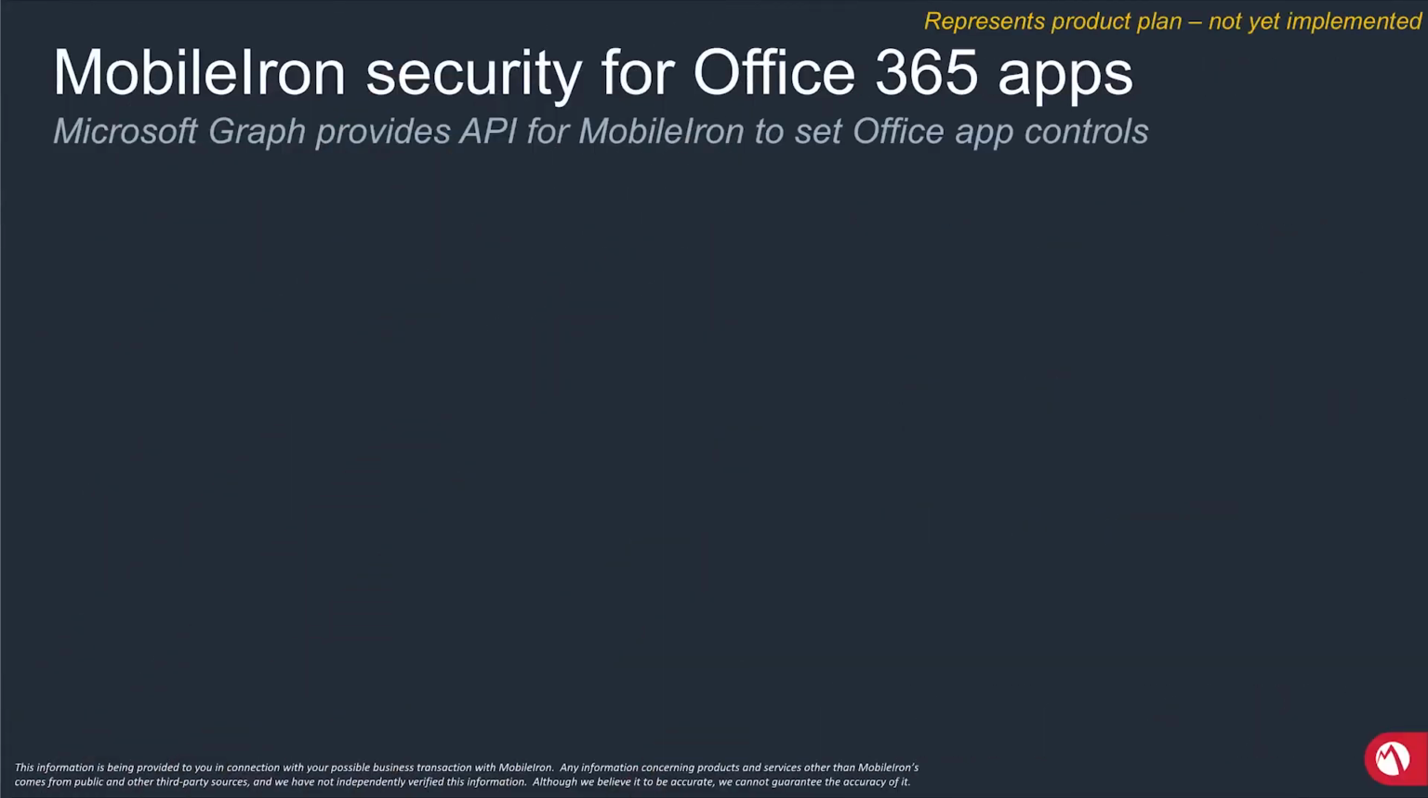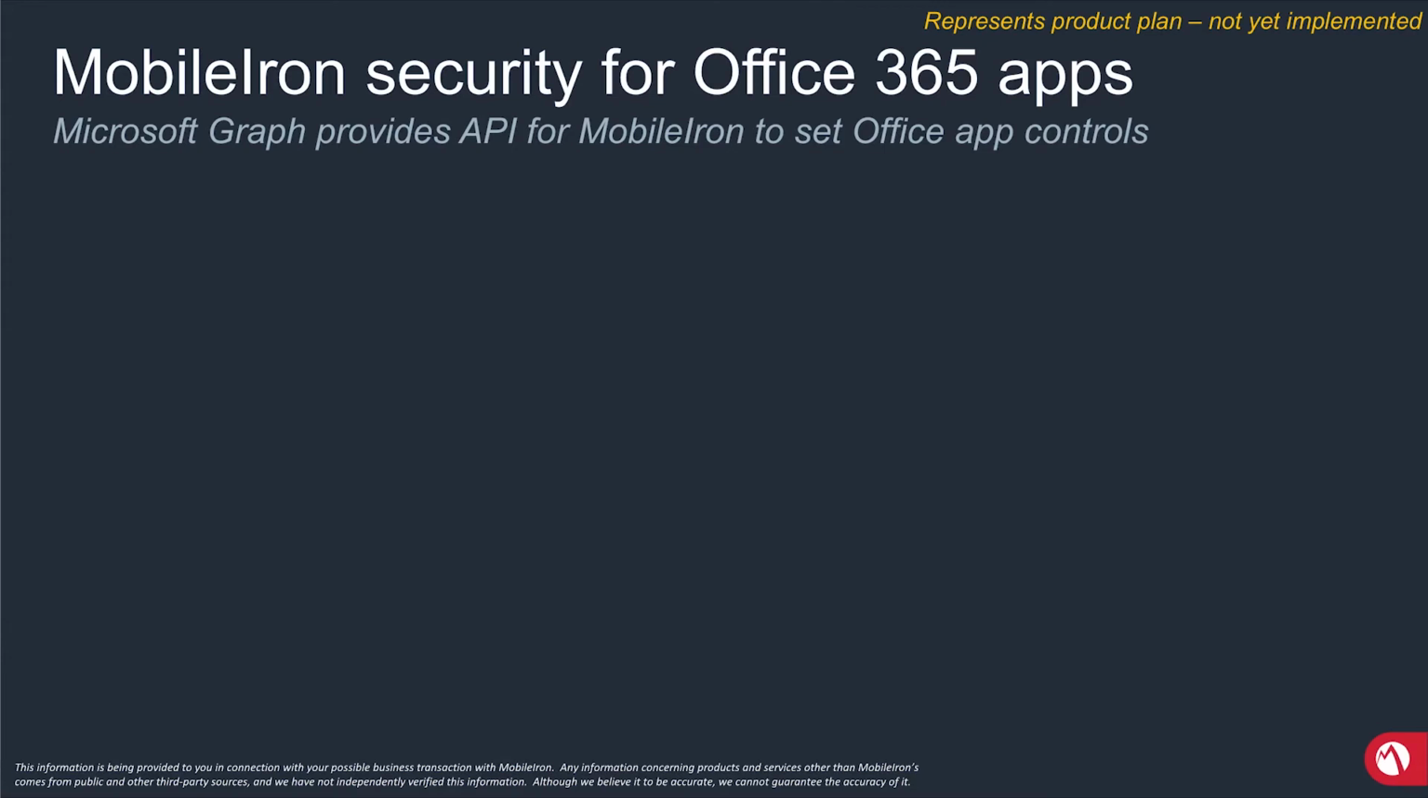I'm going to share with you now the new framework that Microsoft is putting in and how we as MobileIron will utilize that. So what I'm going to show you is work that's in process right now as Microsoft launches their new technologies through Microsoft Graph, and we as MobileIron look at the design of how to integrate this with the security frameworks that we have. So what does this all look like? Well, Microsoft Graph now starts providing the API for MobileIron and other solutions to set Office application controls.